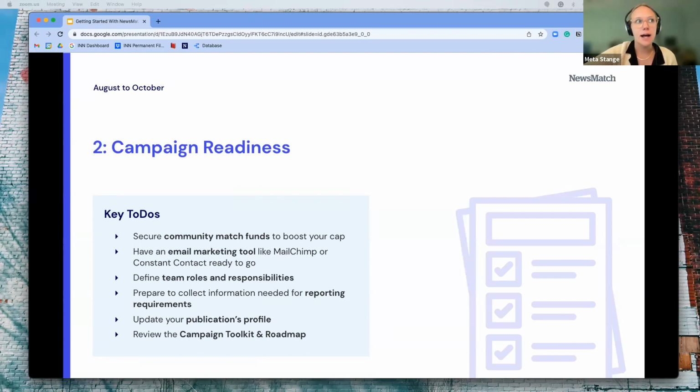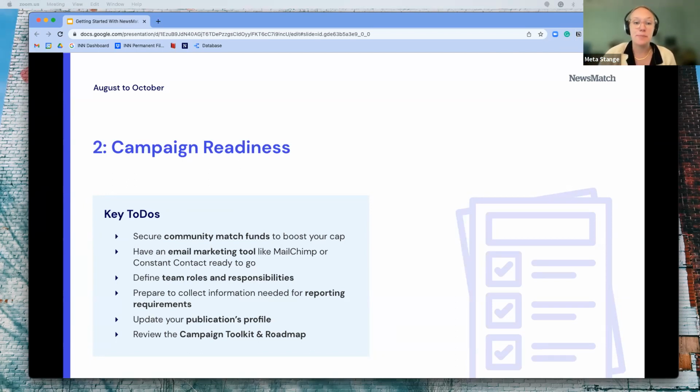Again, I did not work in development at my organization, but I did help execute the campaign because I was responsible for getting out our newsletters and posting to social media. So it's definitely an opportunity to make sure that everybody is able to touch this program.